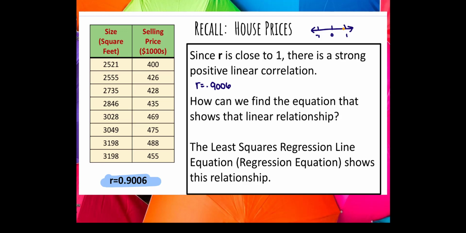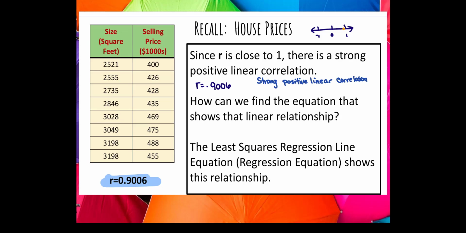So we would say that this is a strong positive linear correlation. Again, I will show you how to find R in a moment, but I wanted to first focus on what R is showing us. R is close to 1, so we've got a strong positive correlation. That means that the size of the house is related to the selling price.